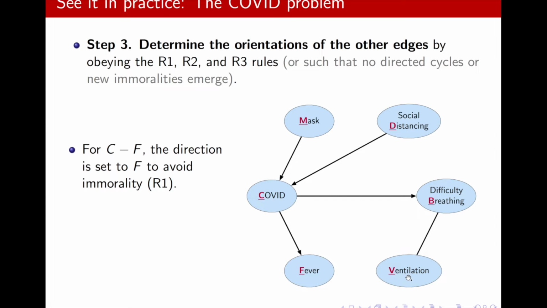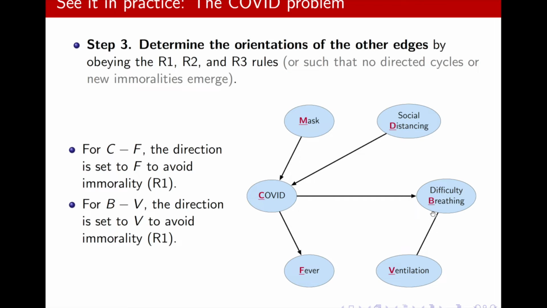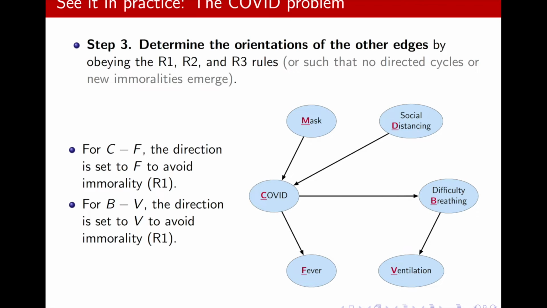What about here? V to B. Well, if V points to B, then again I will have an immorality, so I should avoid it by making B point to V. In this case, I ended up with all of the links' directions being determined. That's obviously not always the case. We know that we have equivalence classes, and we will see another example soon.